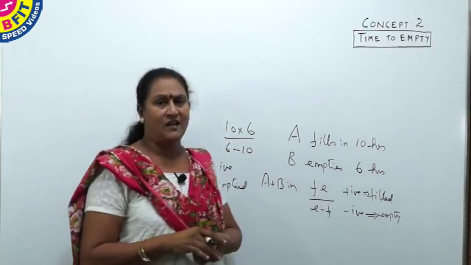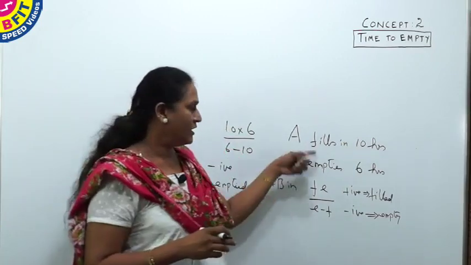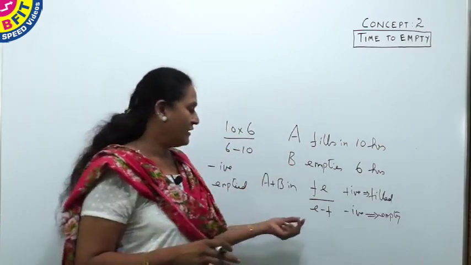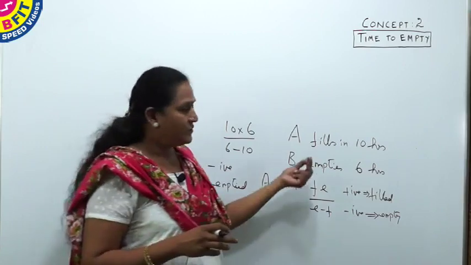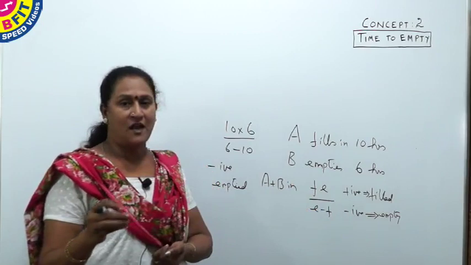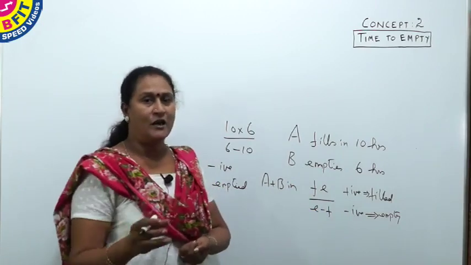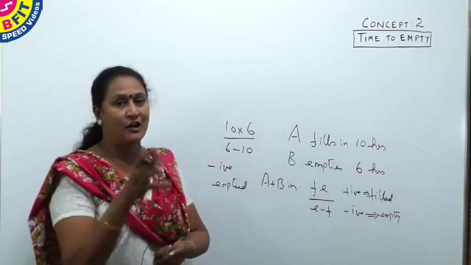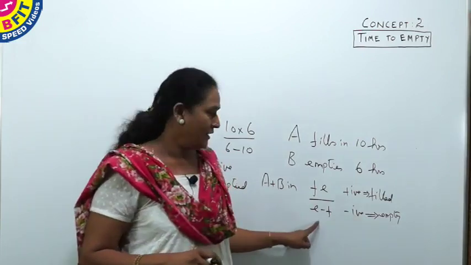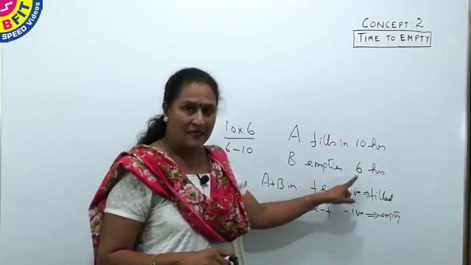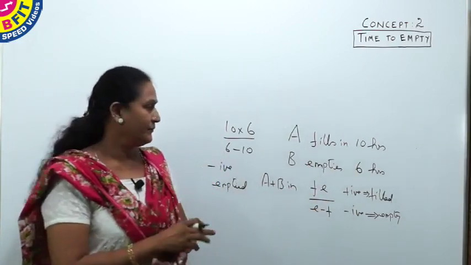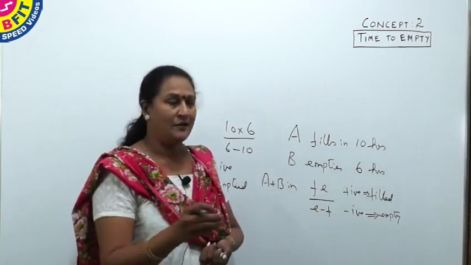Suppose in the question they ask filled in how many hours or emptied in how many hours, with filling and emptying times given. Then there is no need to decide whether it is emptying or filling, you can just take the difference in the denominator. So whenever the question asks filled or emptied in how many hours, in such cases always take emptying minus filling. Positive will imply the tank will be filled, and negative implies that the tank will be emptied. So now we will see an example for this concept.